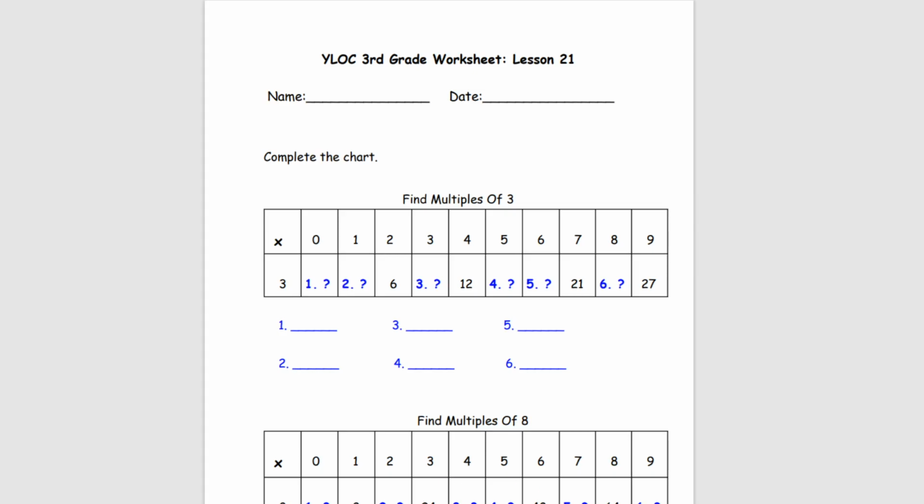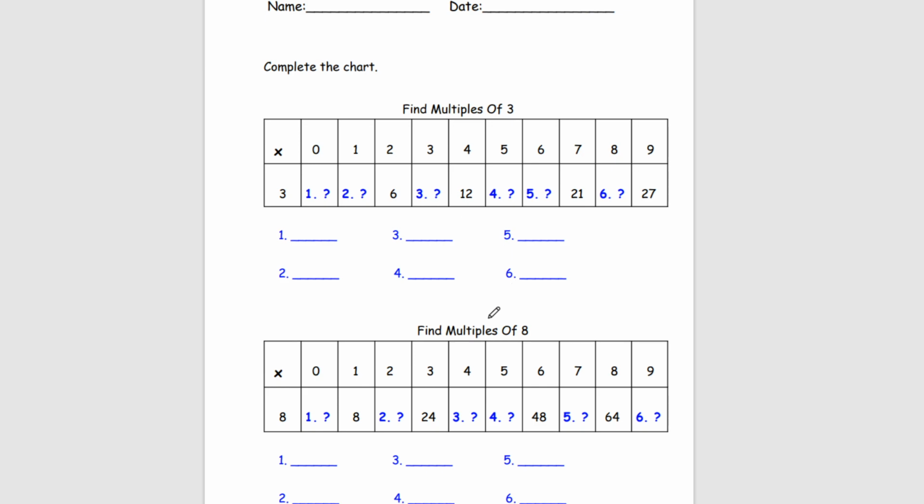Welcome to Wildlife Third Grade Worksheet lesson number 21. To start off, we're going to be completing the chart. Basically, this chart is just showing us the multiples of 3, but instead we have to find them.